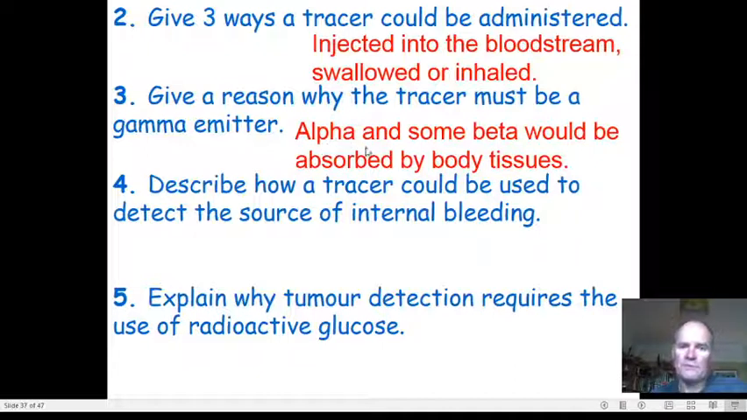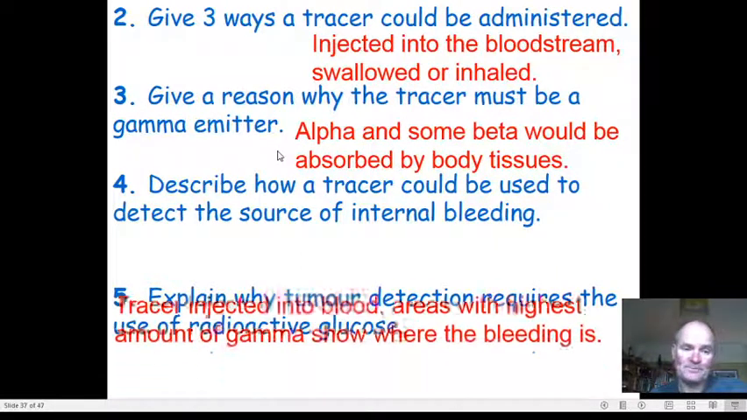and therefore gammas are what you want. Most of these, alpha wouldn't get out at all because it'd be blocked by the skin on its way out, having done a lot of damage on its way there. And beta would be blocked. You wouldn't get much coming out, but gamma can pass through the body, out of the body, through the skin, and be detected by the PET scanner.